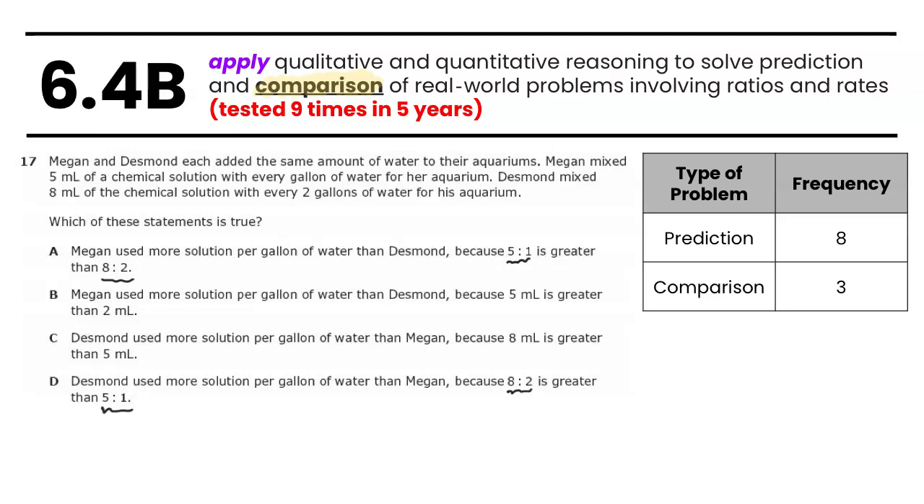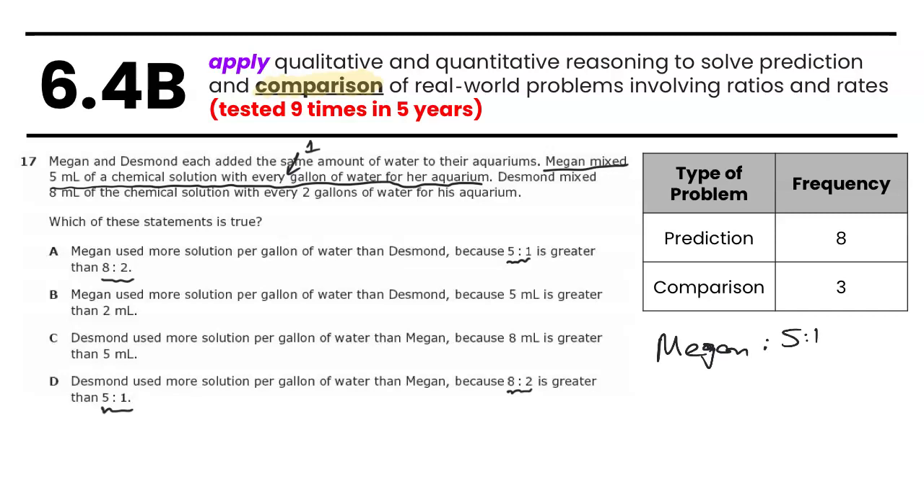The other thing that you'll want to notice as you read this question is that sometimes the denominator, if you will, is not explicitly given, and students will need to know that it is an understood 1. Take, for example, the sentence here. Megan mixed 5 milliliters of a chemical solution with every gallon of water for her aquarium. It doesn't say it here, but because there's not a number there, we understand that it is a 1. There are 5 mils for every 1 gallon of water for her aquarium. And so therefore I would look at Megan and I would write a ratio of 5 to 1 for Megan.